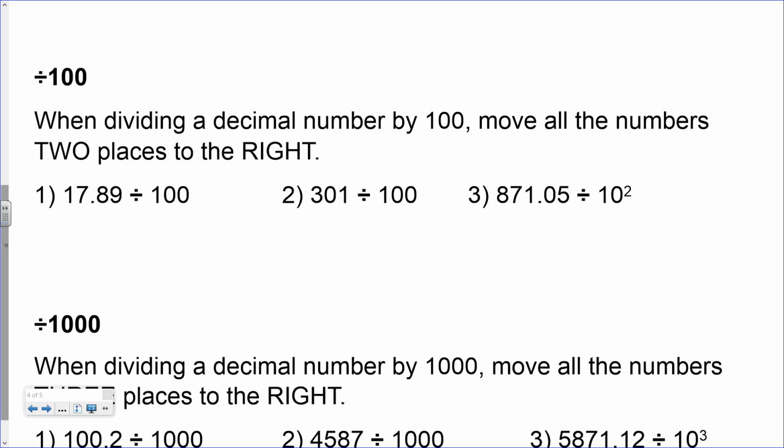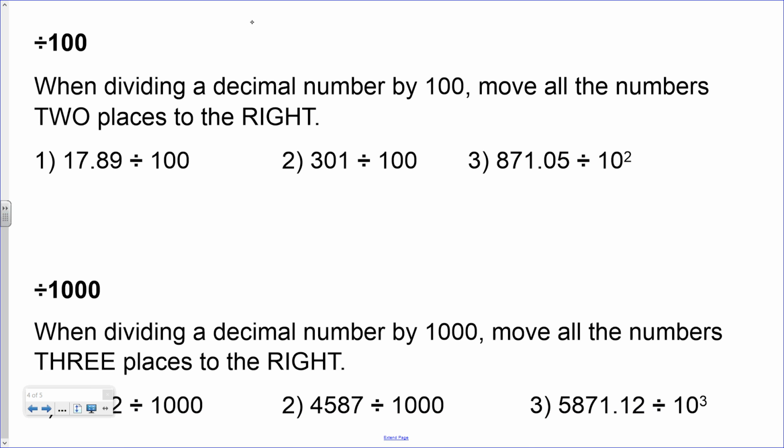Okay, let's have a look at dividing by 100. So this time, when dividing a decimal number by 100, we're going to move all the numbers 2 places to the right. Okay, so thinking about that place value chart, we're moving them 2 places to the right. So this time we're going to have the number 0.1789. The point does not move, but the numbers have moved over 2 places, as you can see. Or you can think about that decimal point moving.